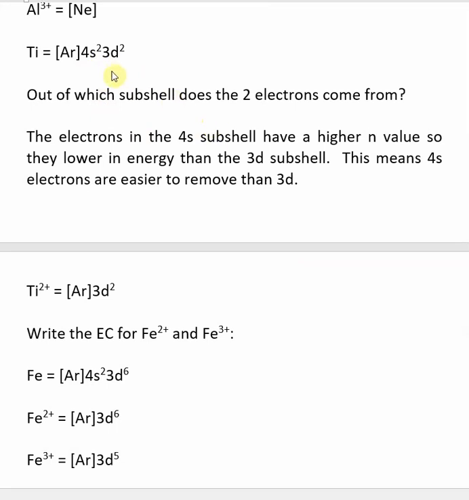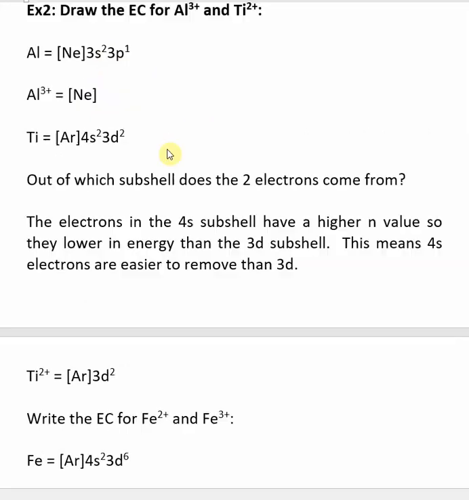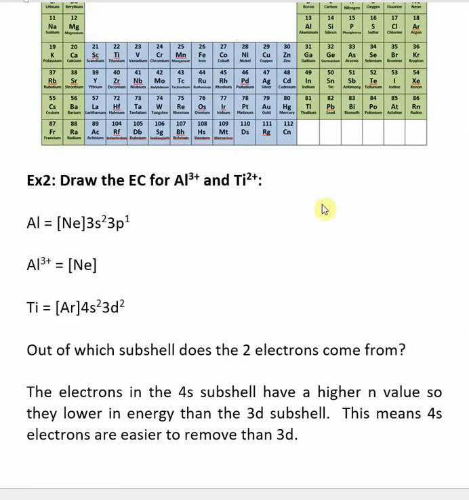You will see some textbooks that actually have you write the electron configuration with these two reversed, which is okay. You will see textbooks that have it both ways, but you just need to remember that the 4s electrons tend to leave before the 3d electrons. And you're going to find that many transition metals have a +2 state.